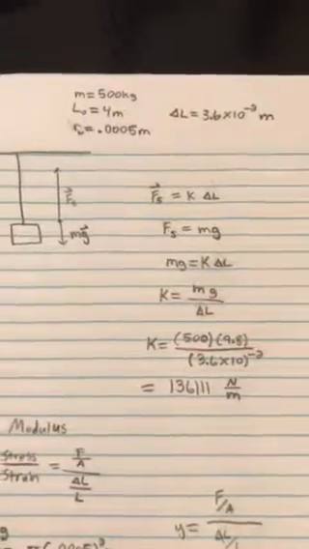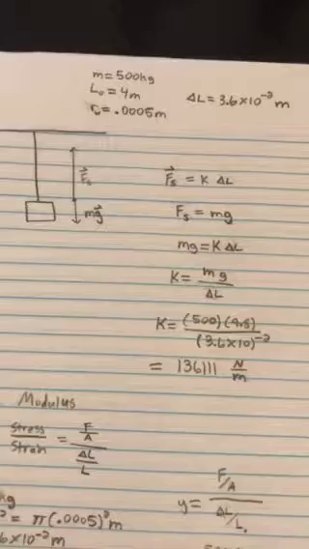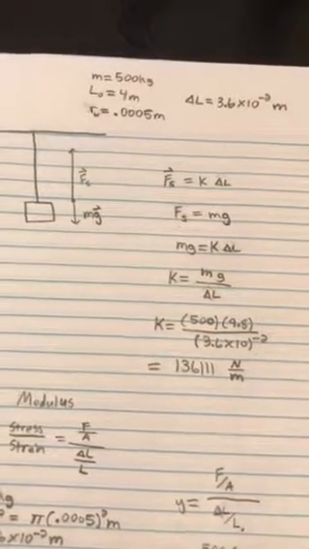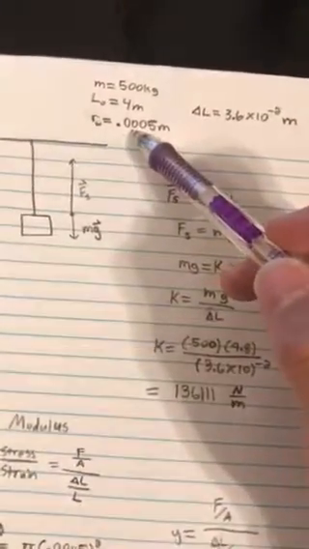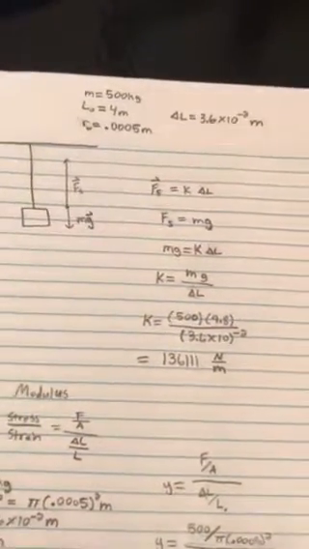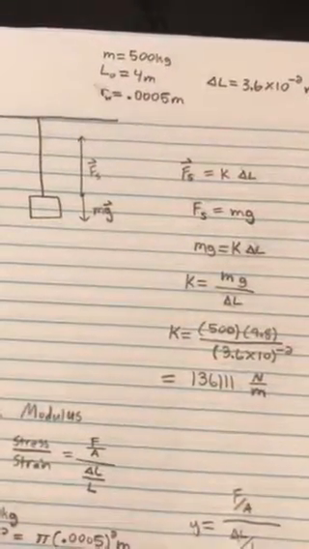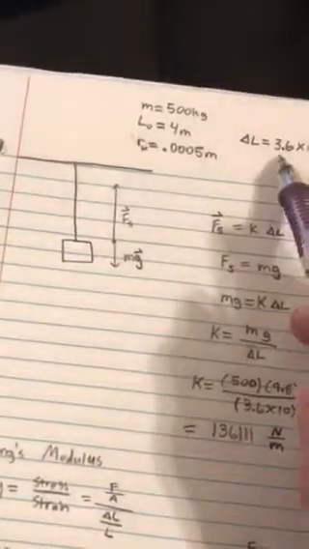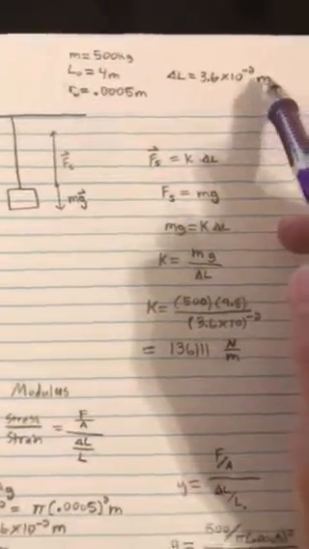Alright, so the question is, a wire made of an unknown alloy hangs from a support in the ceiling, picture right here. You measured the relaxed length of the wire to be 4 meters long and the radius of the wire to be 0.0005 meters. When you hang a 500 kilogram mass from the wire, you measured that it stretches a distance of 3.6 times 10 to the negative 2 meters, which is delta L.